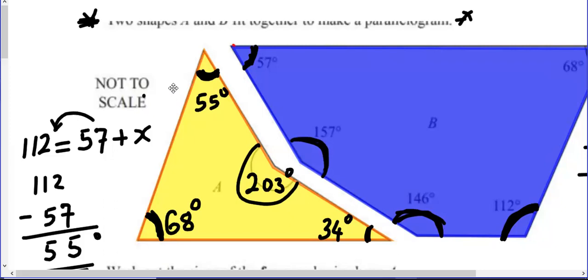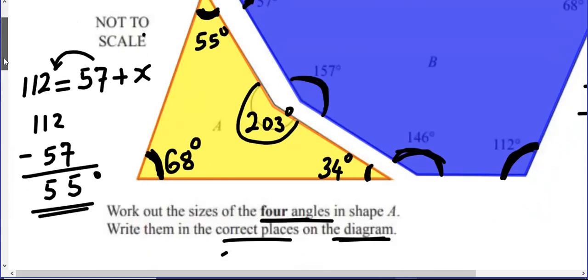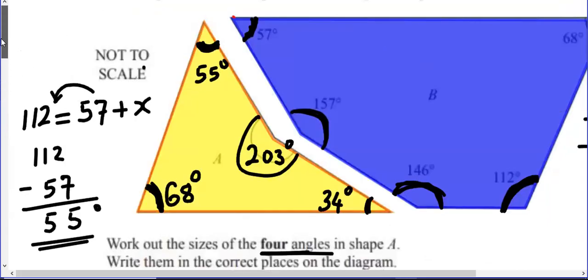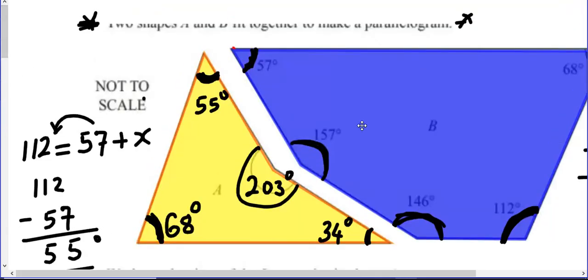Now, this is revision sheet number 1, and here is where we ended. So I'm going to take you through the remaining questions. The questions are as follows. We have done this question, which is talking about two shapes which, when put together, fit exactly and form a parallelogram. So this is the question which we have done.